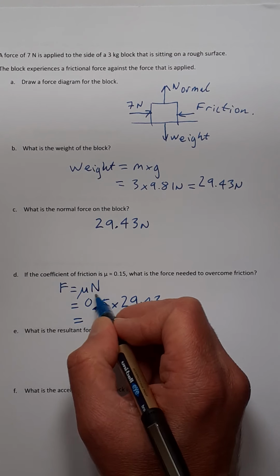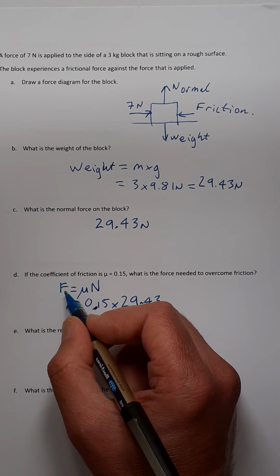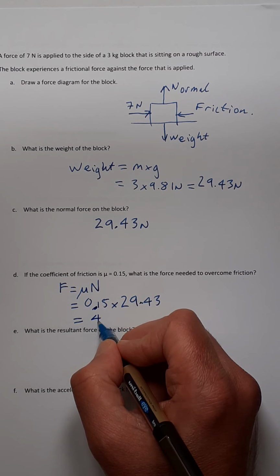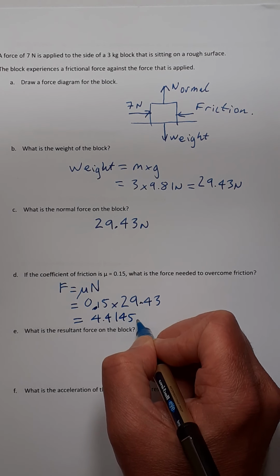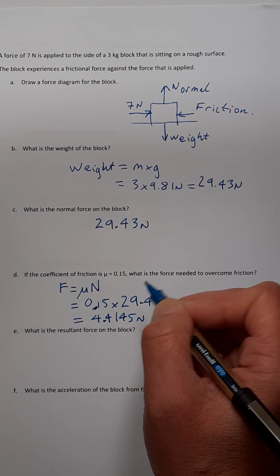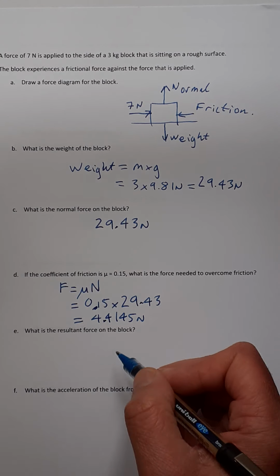And because this doesn't have any units to it, it's just a number, the force on that side and the force on that side, the units are consistent there. And that's going to come out as 4.4145 newtons. And again, I could round that off to 4.41 if I wanted to. But because I'm going to work with it later on in the question, I'm not rounding it off yet.